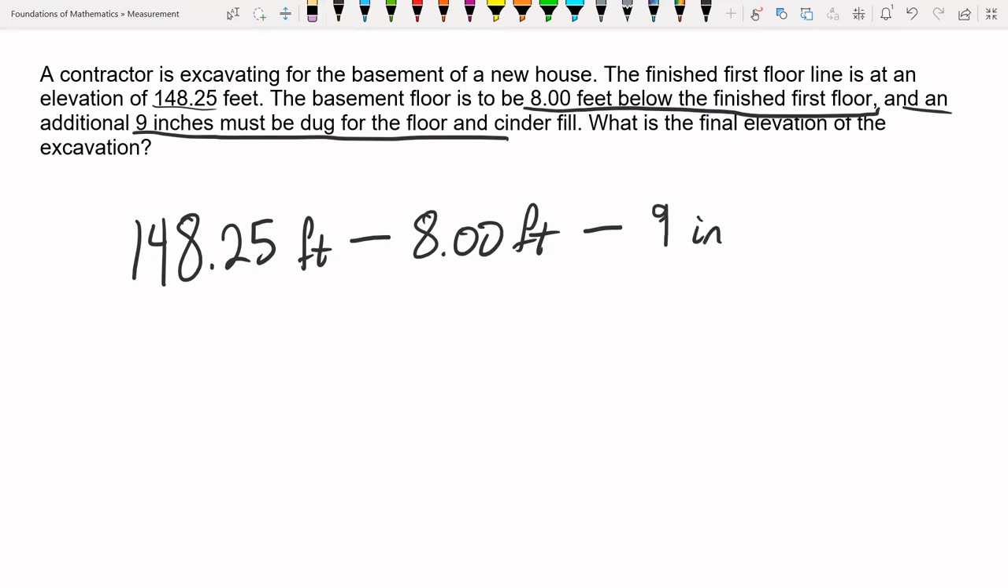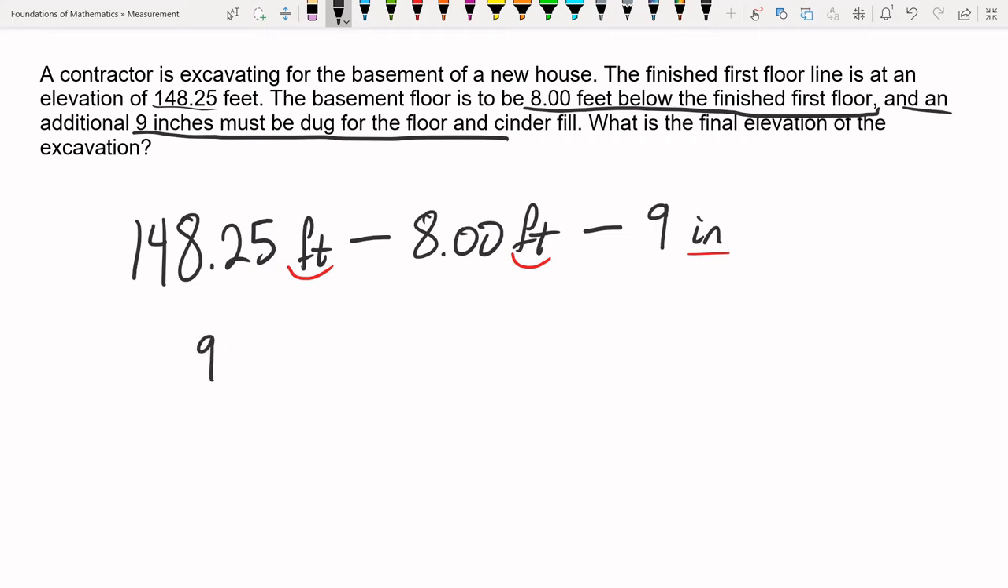Now, we can't just subtract everything like this, because we have different units. You could do that, but your number is going to end up being meaningless. You have to have all of the same units to do addition and subtraction. This one is in feet, this is in feet, and this is in inches. I'm going to change inches to feet first and then do the subtraction.